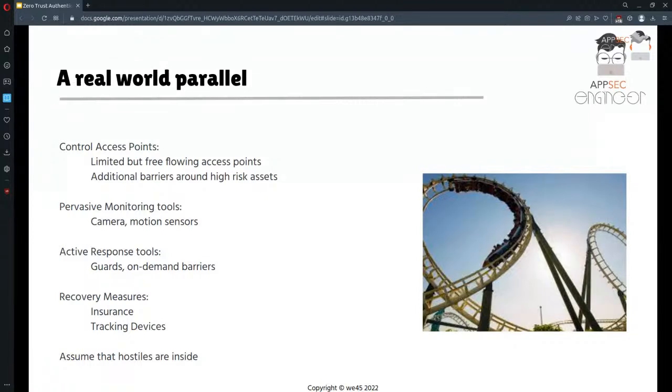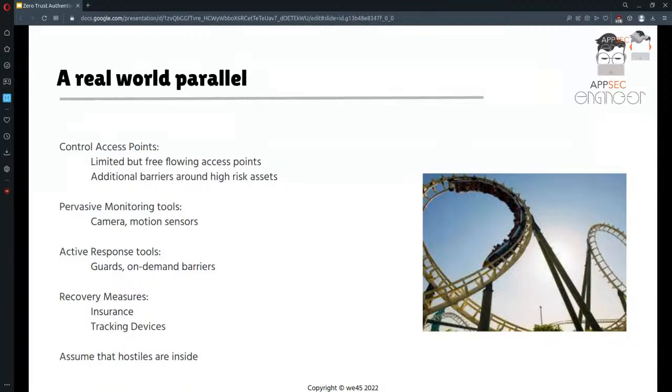Next, you have pervasive monitoring tools like cameras and motion sensors all across your amusement park. Similarly, in our security context, we have continuous logging. Every single action that you perform within your system is going to be logged, and those logs are then enriched, and then we're going to be performing analytics on top of that to ensure that your system is performing as intended. And you're also going to be looking at the activity of the user itself, and if that is following a particular trend, then you can use that as a basis for figuring out what could be suspicious activity.